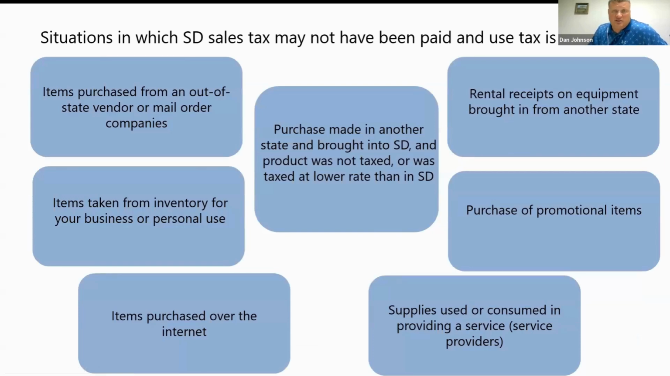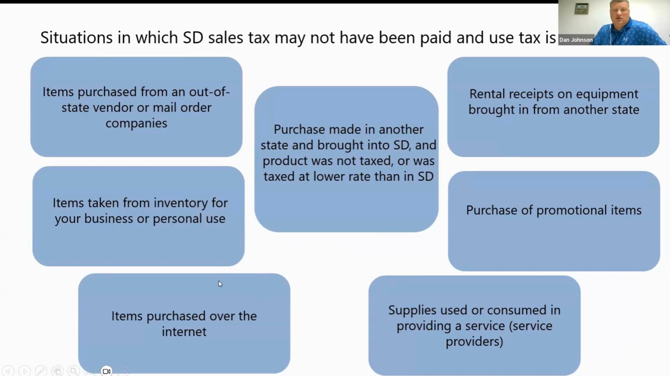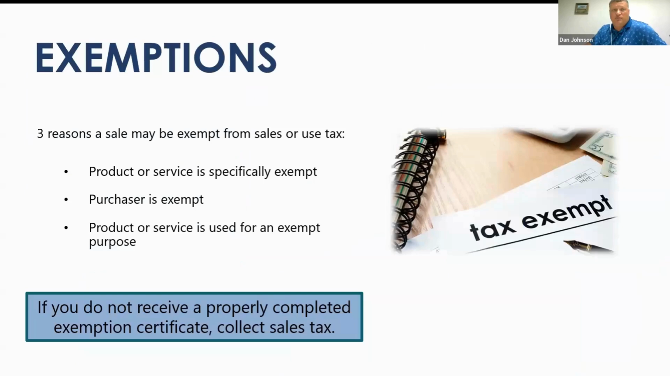Okay, situations where state sales tax may not have been paid and use tax is due. Here's a couple of examples. I kind of went over one of them. Again, items purchased out of state, vendor or mail order companies. Items taken from inventory from your business for personal use. Items purchased over the internet. Purchase of promotional items. I think probably the biggest thing would be the items purchased over the internet. I know that kind of gets a lot of businesses.